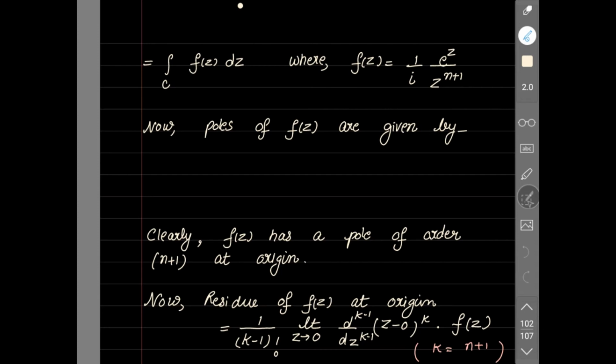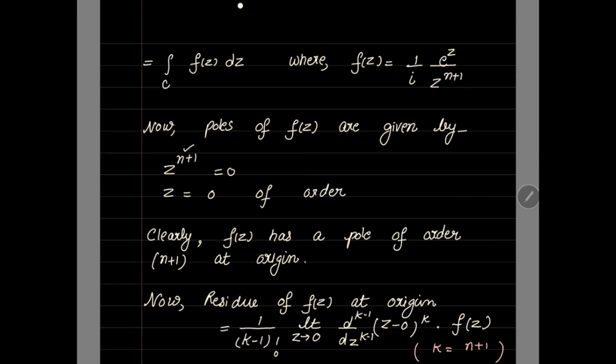So how do I get the poles? By taking the denominator equal to 0. The denominator is z to the power n plus 1 equal to 0. How many poles am I getting? Of order? Yes, the poles are of order n plus 1. Right? So I'm getting 0, n plus 1 times. So I have a pole of order n plus 1.